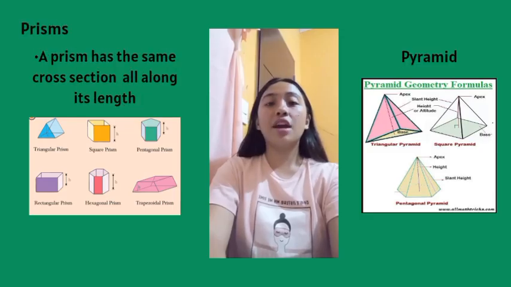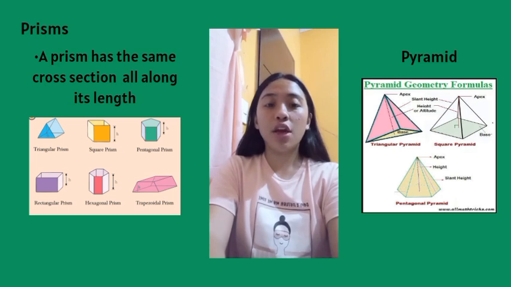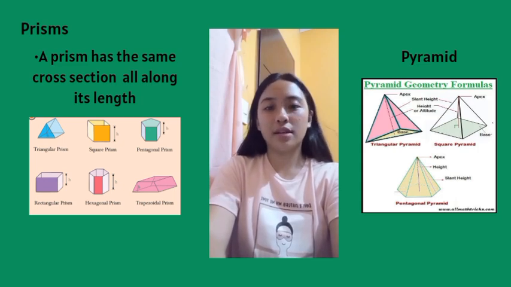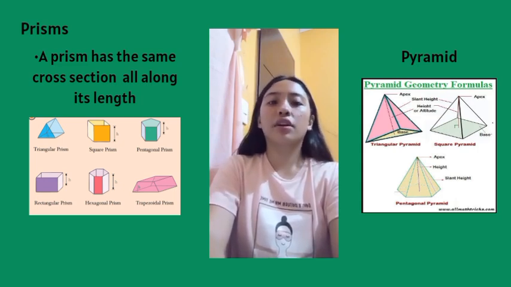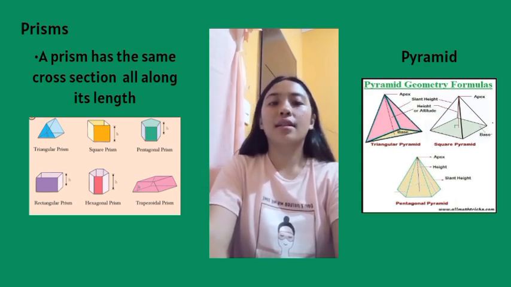A prism is a type of polyhedron characterized by its flat sides, where each side is a polygon. It maintains a consistent cross-section throughout its length. Here are a few examples of prisms. First is a triangular, rectangular, heptagonal, hexagonal, trapezoidal, square prism, pentagonal prism.